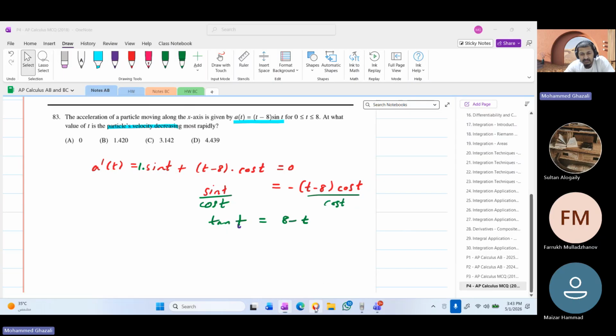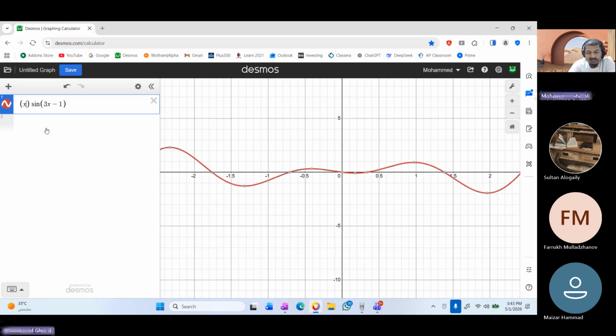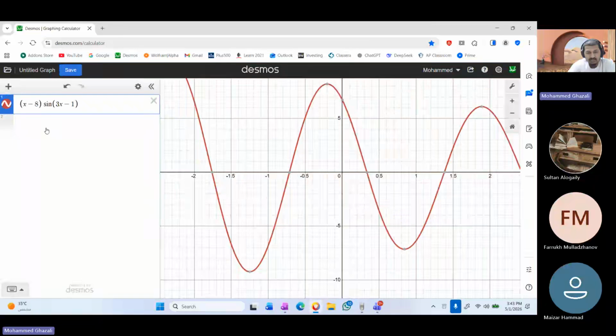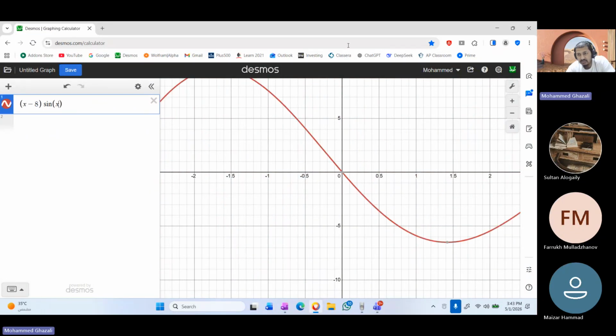T minus 8 sine t. X minus 8 sine x. What was the interval? 0 to 8. 0 to 8. 0 to 8.